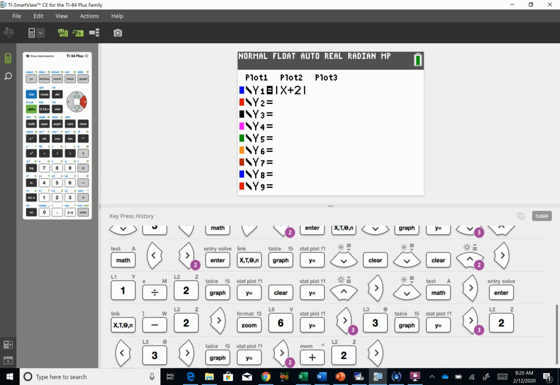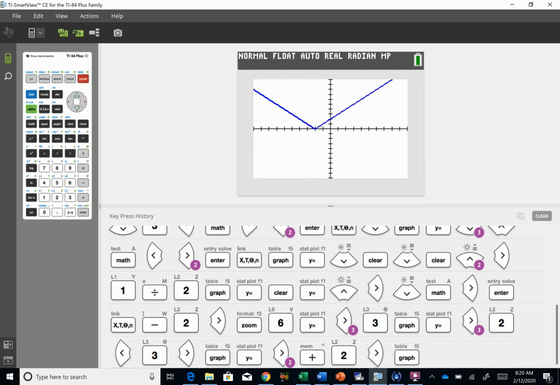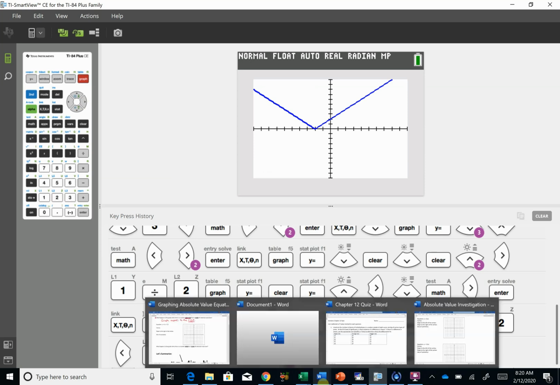Subtracting 3 went to the right. Adding 2, our graph moves to the left. Now again, we saw it. This isn't just me telling you, here's what should happen or here's what does happen. You actually saw it. We put the equation in. We're looking at the graph right now.